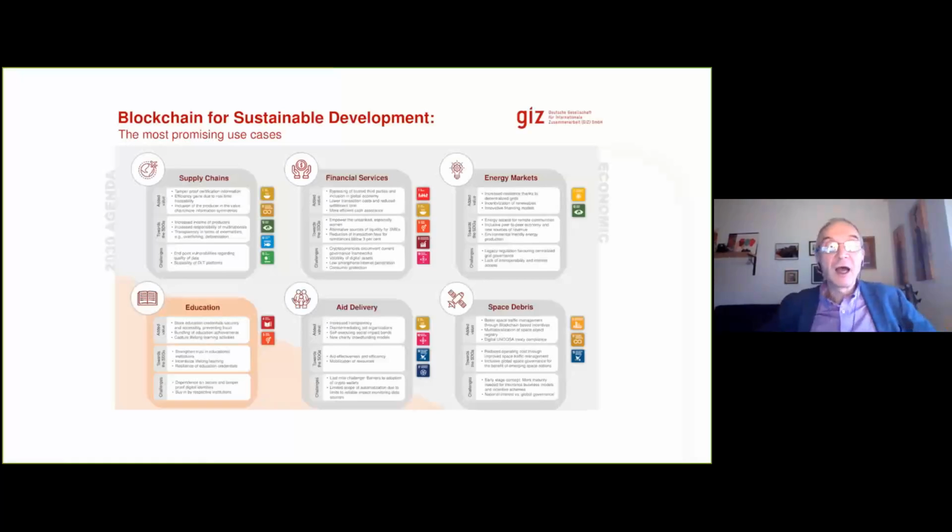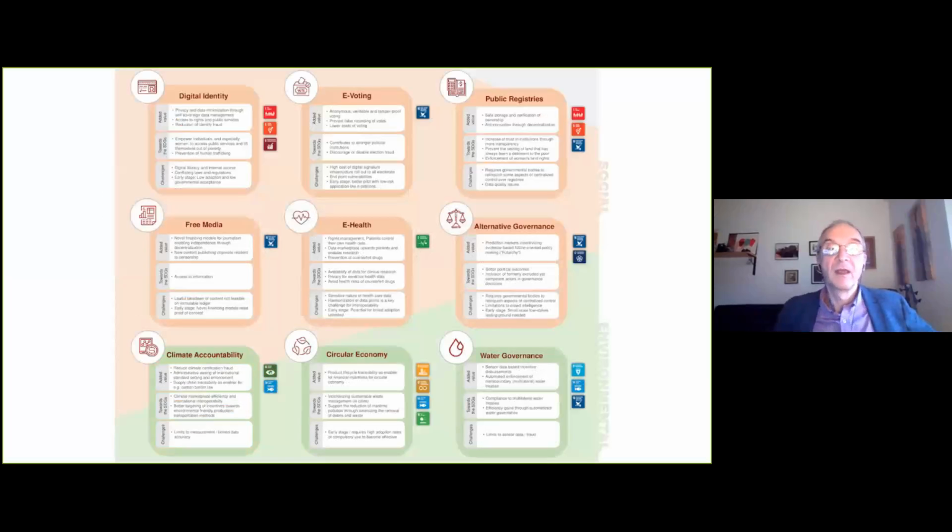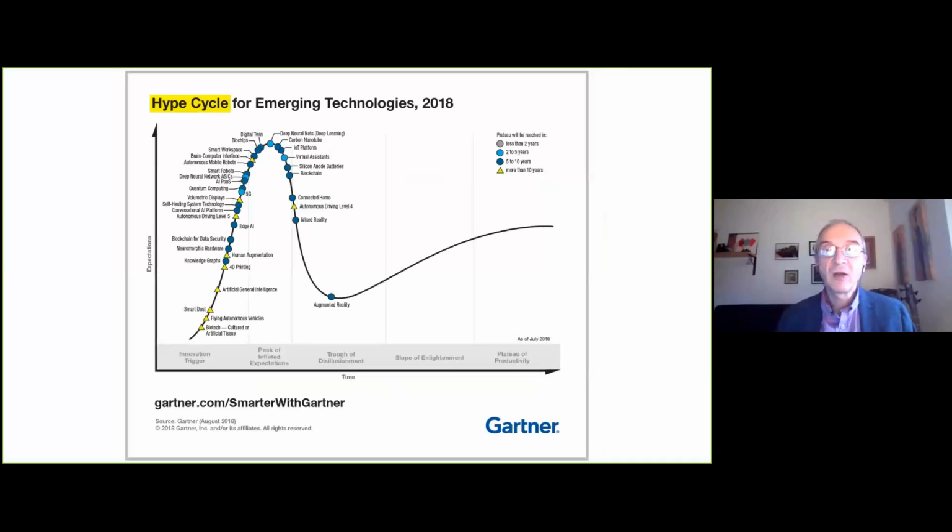Just for illustration, I have two pictures here of what the German development agency GIZ came up with 2 years ago, a kind of mapping of where they thought blockchain can help in our work on sustainable development. And they identified all the SDG areas where they thought some contribution of blockchain technology is possible. Such a level of hype and building great expectations for emerging technology is not specific to blockchain. It's not entirely new.